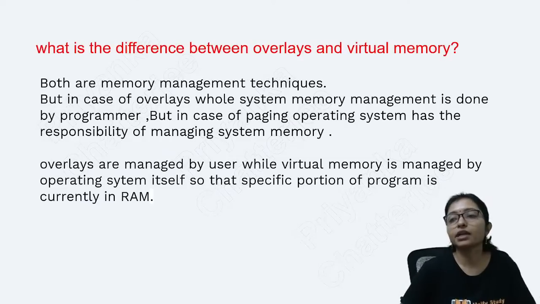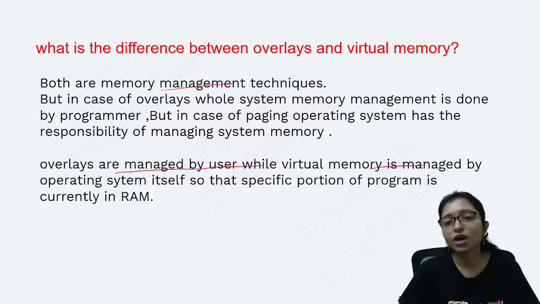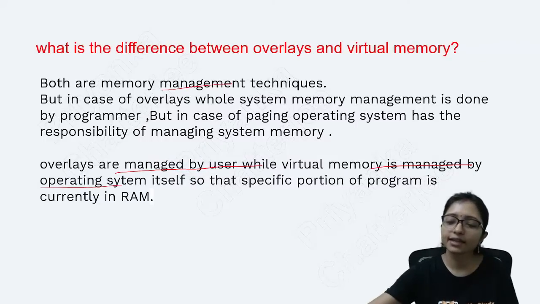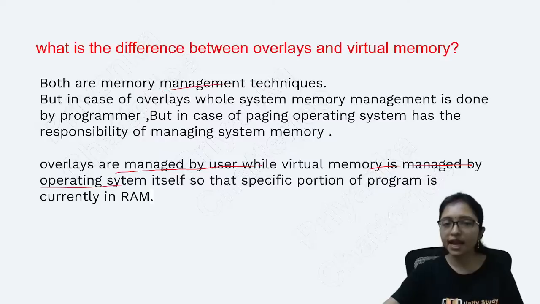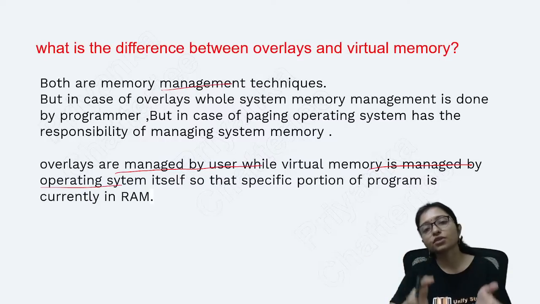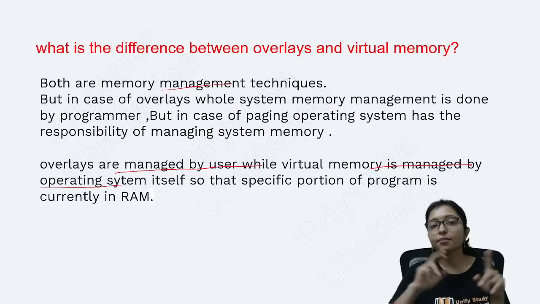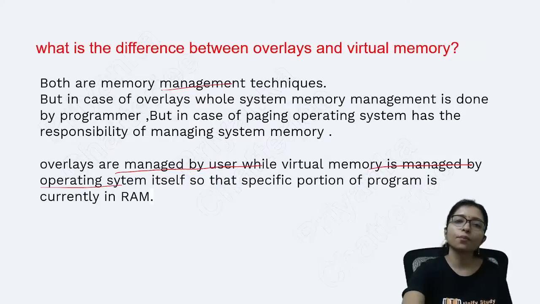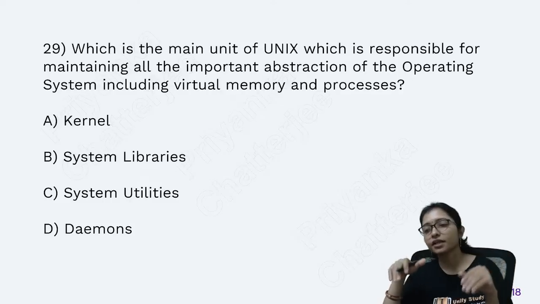The main difference between virtual memory and overlay is that both are memory management techniques, that is fine, but overlay is managed by the user while virtual memory is managed by the operating system. It is implicit, virtual memory is the implicit one. Implicitly, at the time of paging the operating system is handling that, but overlay you have to do by the user. The user has to divide it and the user has to manage it. That is the main difference between virtual memory and overlay. Whenever you are learning a topic, you should understand the concept in depth.